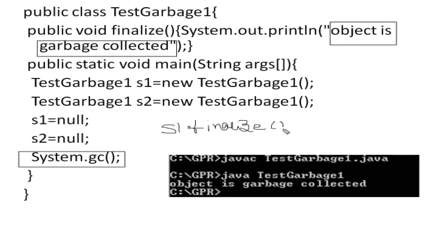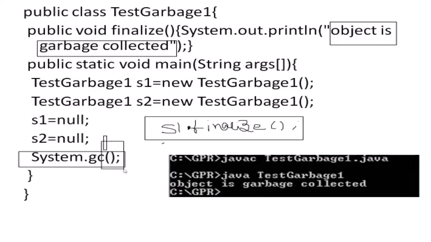You need to invoke this particular method by s1.finalize. What we have done here is we have not called finalize directly. We have run the GC, and by running the GC it goes to the method called finalize. Then it finalizes and prints the output that is left to be printed. So it is printing object is garbage collected.